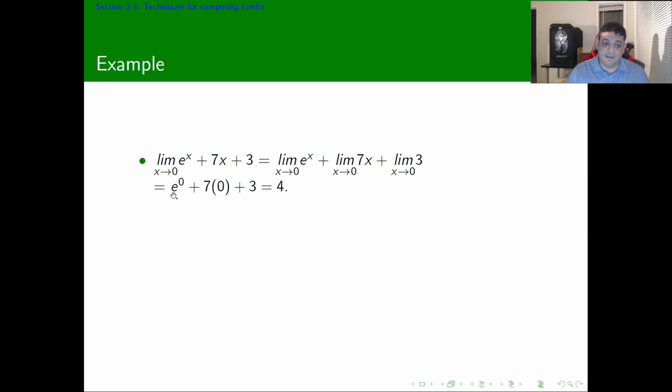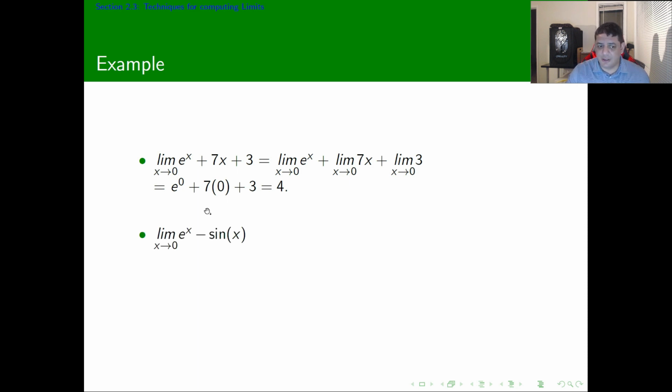Now we can evaluate each of these functions because each of them is continuous. And so notice that this is just e to the 0, which is f of 0, 7 times 0, which is the function 7x plugged in at 0, and 3, which is the constant function 3 evaluated at 0 again. Now e to the 0 is 1, and 1 plus 3 is going to become 4. The 7 times 0 term disappears because it's multiplied by 0.